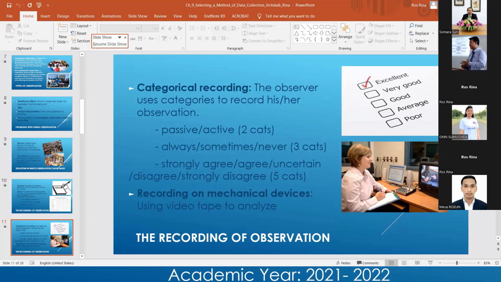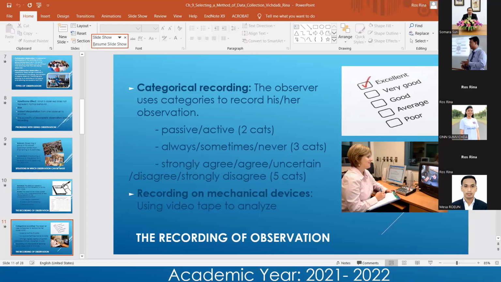And we have more as well. Categorical recording means that the observer uses categories to record his or her observation. We have passive/active, which we can call two categories. The next is always, sometimes or never, which we can call three categories. And the next we call five categories: strongly agree, agree, uncertain, disagree, or strongly disagree. That is the categorical record.